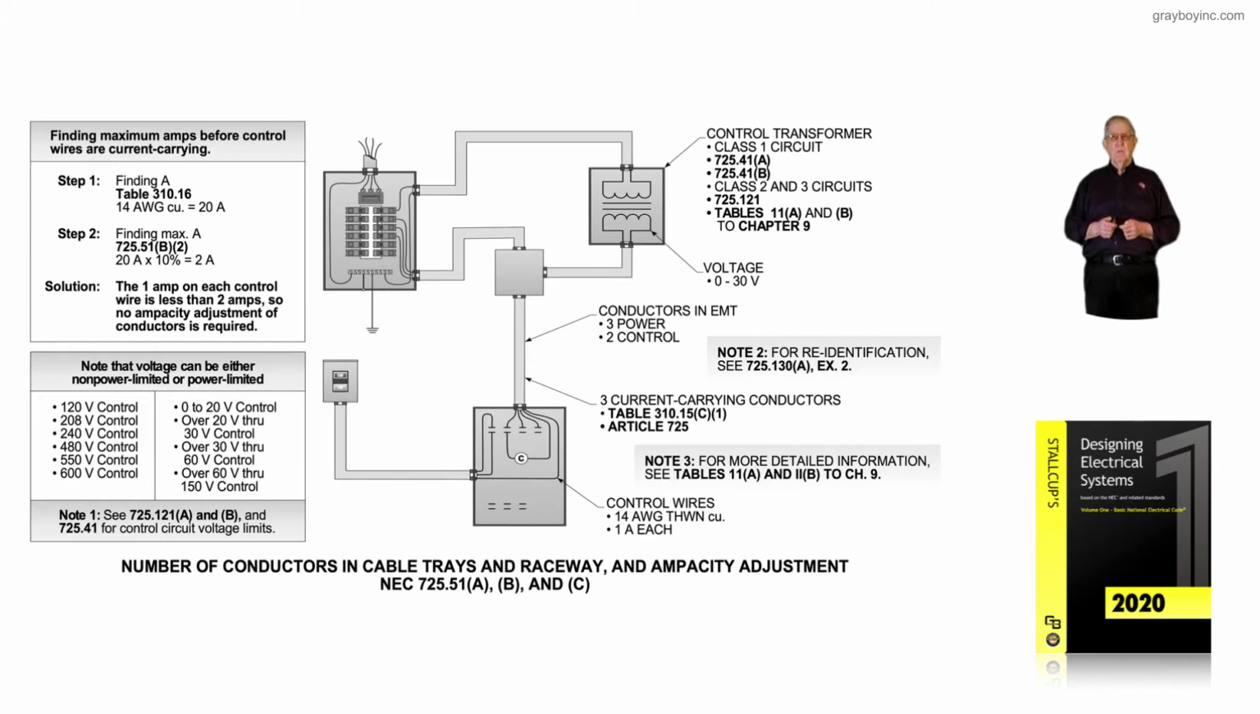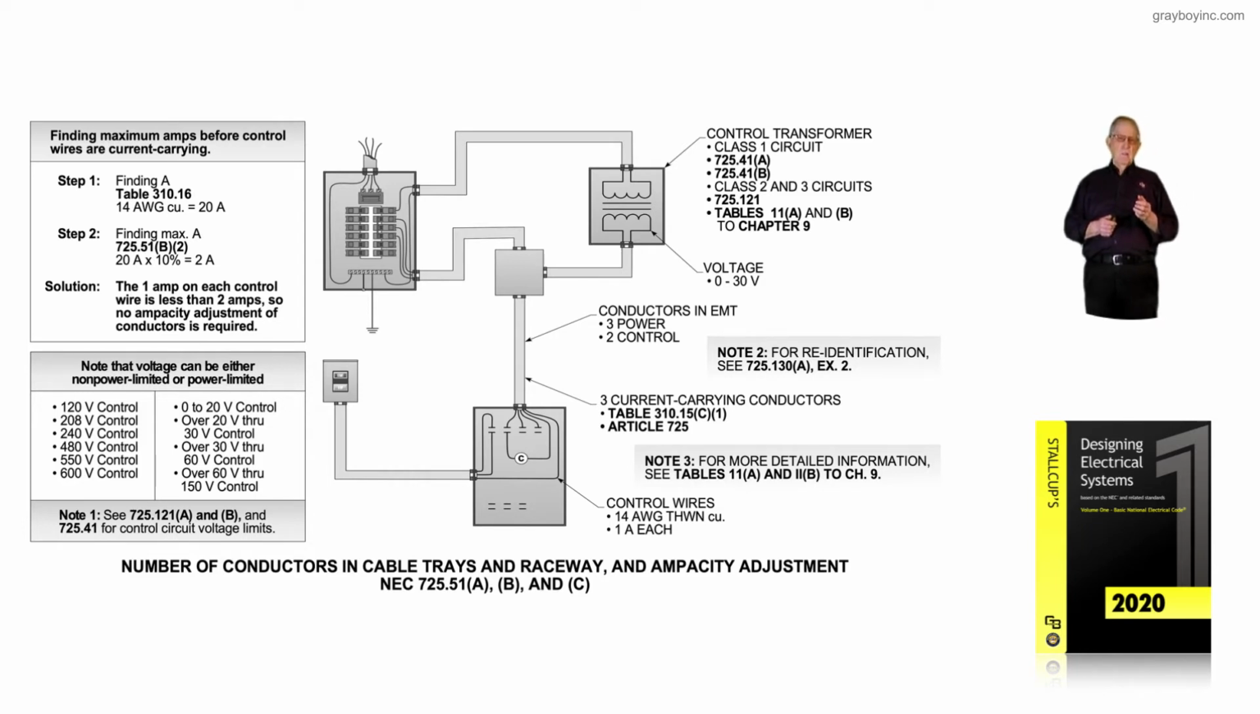Now notice for re-identification of the circuits, we'd look at 725.130A exception 2. And then notice we have conductors in EMT with the arrow pointed to it that are 3 power conductors and 2 control circuits. The 3 current carrying conductors, we naturally would review Table 310.15C1, and we are allowed 3 current carrying conductors without derate factors.